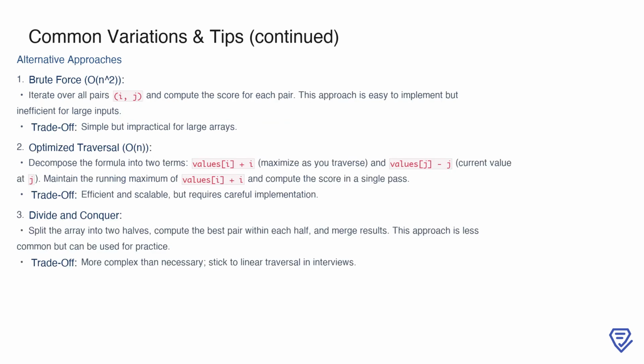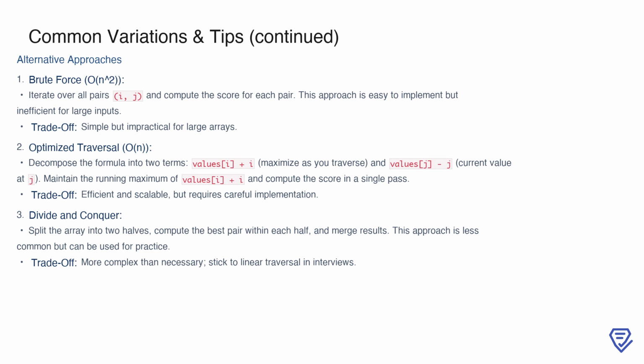There are several approaches you can consider for solving this problem, each with its own trade-offs. The brute force method, which involves iterating over all pairs (i, j) and computing the score for each, is the most straightforward to implement. However, it's highly inefficient for large inputs due to its O(n^2) time complexity, making it impractical for arrays with thousands of elements.